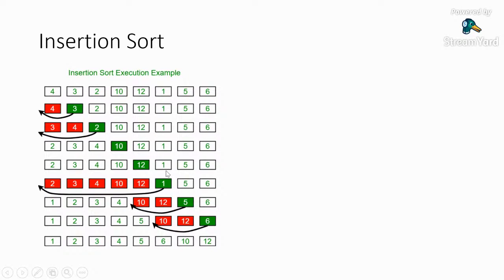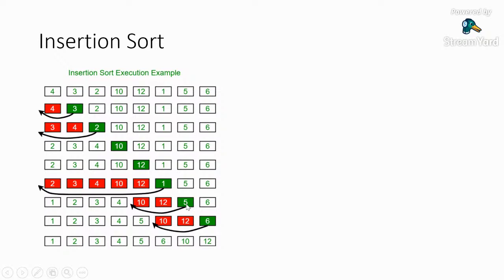Once again, see here, this 1 is compared with 12. So 12 shifts here. Then 1 is compared with 10, and 10 shifts one position right. Then 1 is compared with 4, and 4 is shifted one position. Then 1 is compared with 3, and 3 is shifted. 1 is compared with 2, and 2 is shifted. Then 1 comes here. So finally you get 1, 2, 3, 4, 10 and 12.